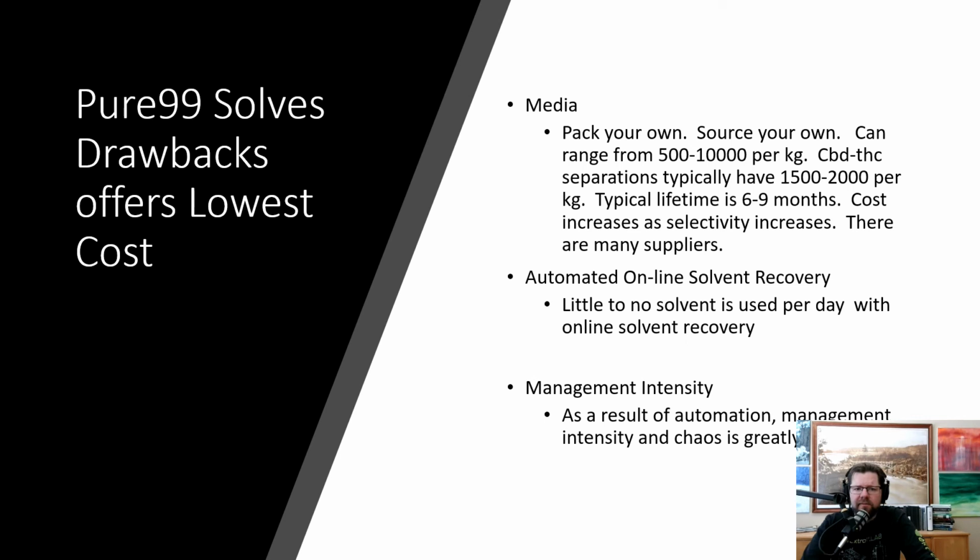If you have good sample prep, in other words, if you are putting very nasty unprepared samples onto the column, the lifetime is going to go down. So that's something you need to think about. So sample prep is a big deal. And then cost increases as selectivity increases. That's that 10,000 per kilo. That's, for example, selective phases such as chiral phases that are proprietary. They're expensive. And there are many suppliers.